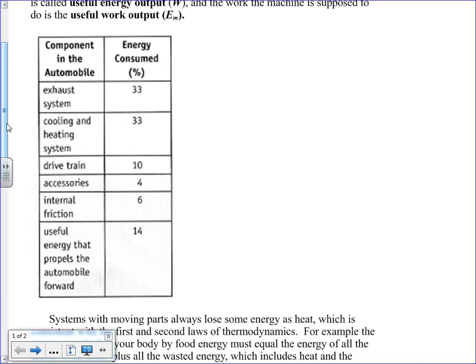So around, we'll say on average 14%. If you drive like a large truck, it's probably less than that. Give you some idea. 33% of the energy available in your fuel. So let's say you put $100 worth of gas in your car, to make things easy. $33 is used by the exhaust system. What does the exhaust system do?